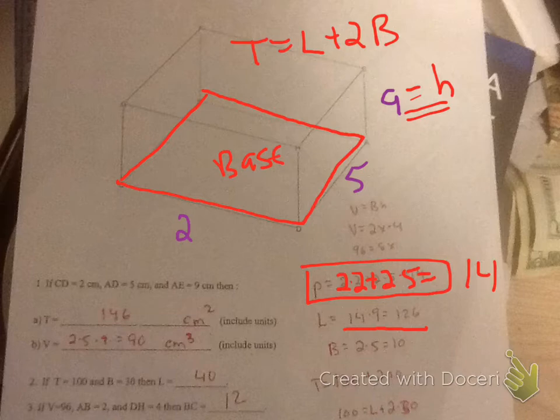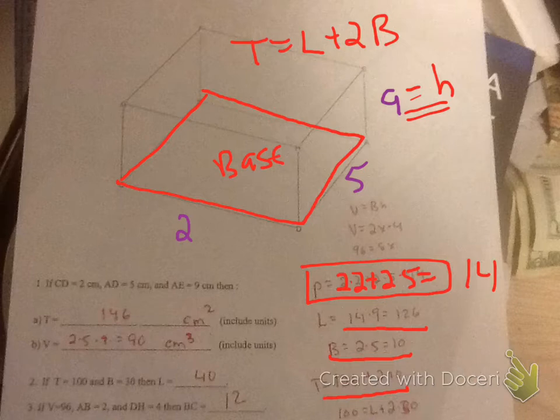Alright, so the base is 2 by 5. It's a rectangle, so capital B, which is the area of the base, is 2 times 5, which is 10. Then using the T equals L plus 2B formula, we've got 126 plus 2 times 10, which is 146 for our total surface area. Since we began in centimeters, the appropriate units are square centimeters.